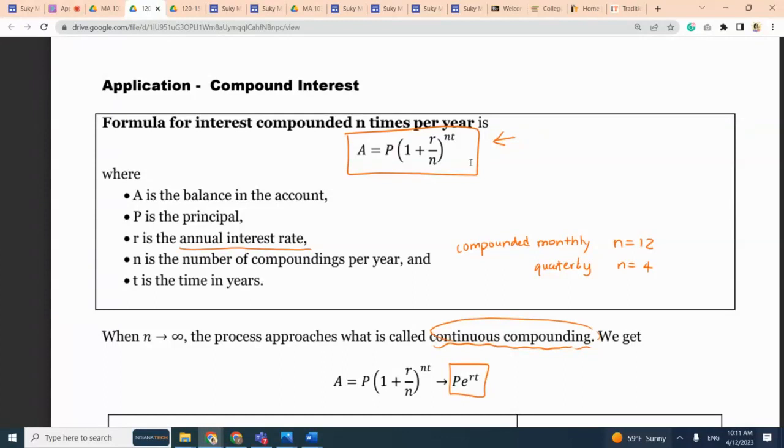Now, if you compound it n times per year, then each time you divide the interest by n, because r is the annual interest rate. If you compound it n times per year, then each time the interest is r over n. And then it is also raised to the power of n, because you compound it n times in that year. Is that okay, everybody? That's why we get this formula.